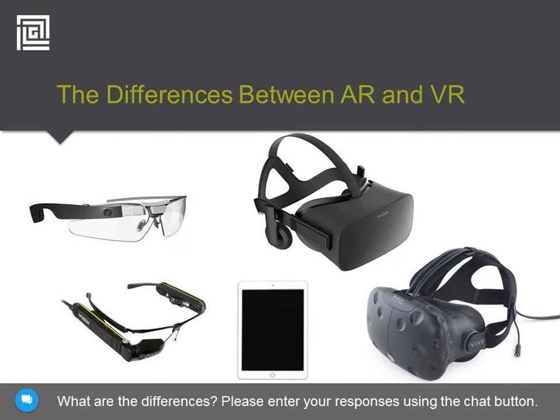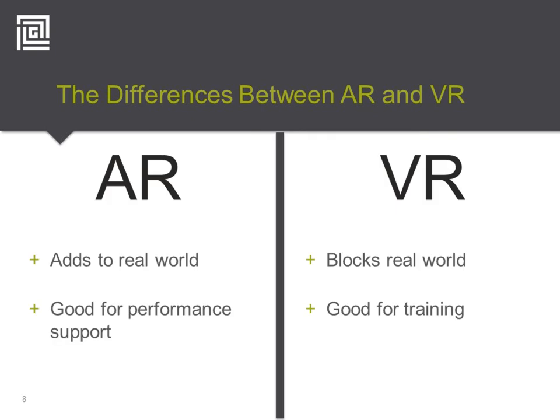As those are starting to come in, the real distinction is with AR, you see the real world, and the device adds to what you see in the real world. This typically means it's good for performance support because you can get real-time information just while you're doing something. In virtual reality, it blocks what you see in the real world, and you're immersed, and you have something that's good for training where you can practice doing things ahead and learn it, and then you come back and you're not using the equipment in real time.